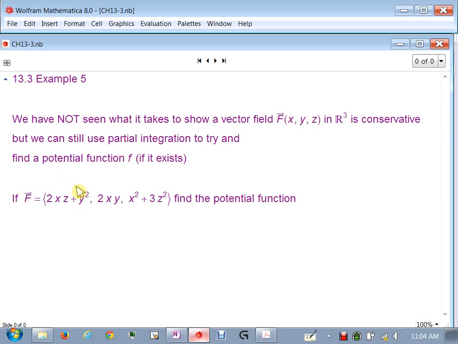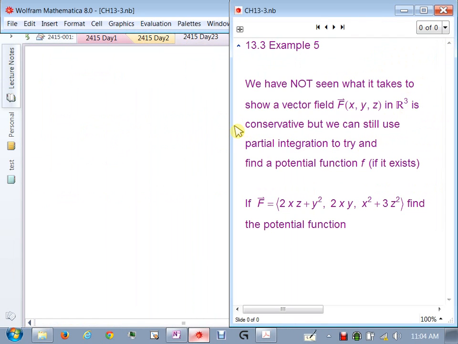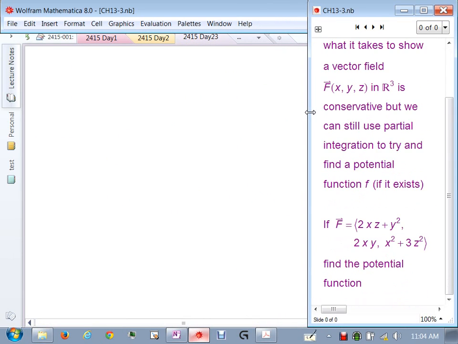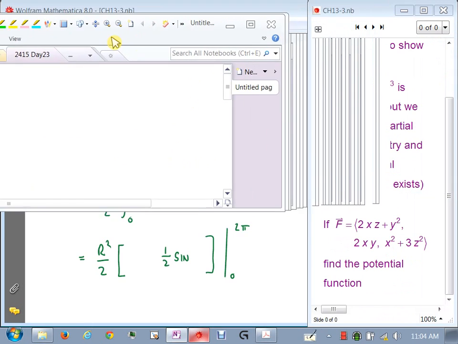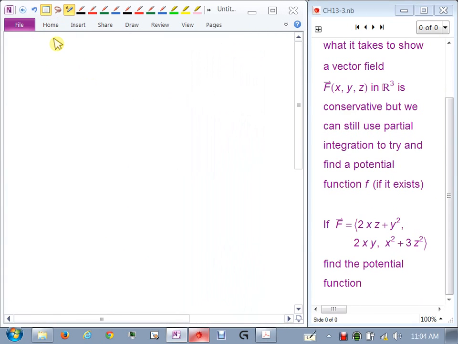So the last example will give you a vector function in three-dimensional space and ask to find its potential function. So that's what I'll do. We're given a vector field. We can write that F of x, y, z if you'd like. It is the vector 2xz plus y squared, 2xy, x squared plus 3z squared.